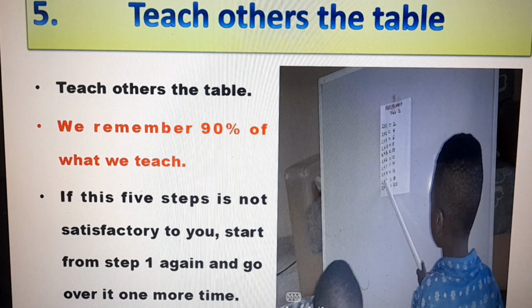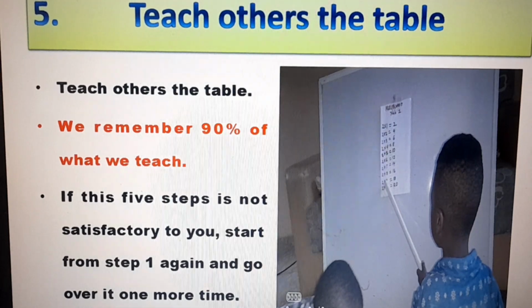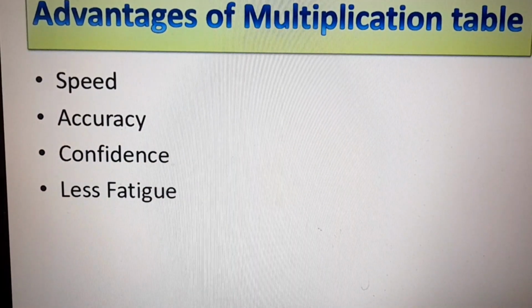If this 5-step method is not satisfactory to you, start from step 1 again and go over it one more time. Just like I said, you don't have to feel bad if you don't remember. Our rate of assimilation differs. So if you feel you have not gotten to a satisfactory level of understanding of your table, simply go back and start all over again. No worries.